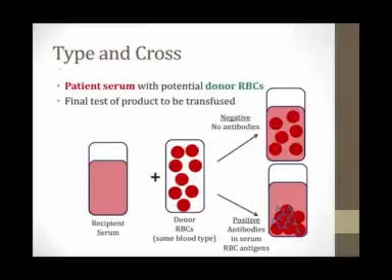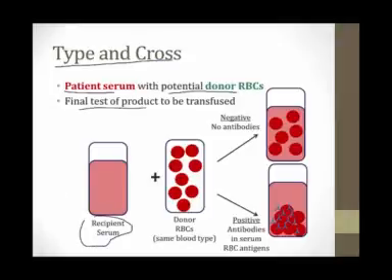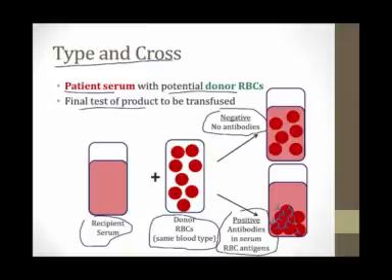The type and cross match is another variation of the indirect Coombs test, where you start with the patient's serum and mix it with red blood cells. In this case, the red blood cells are potential donor red blood cells. This is the final test of a product to be transfused. So you begin with the recipient's serum, you take donor red blood cells of the same blood type that you're planning to transfuse. If you have a negative test with no agglutination, that indicates there is no problem mixing blood from this donor with that recipient. A positive test indicates that there is some antibody in the recipient's serum that does not like the donor red blood cells.